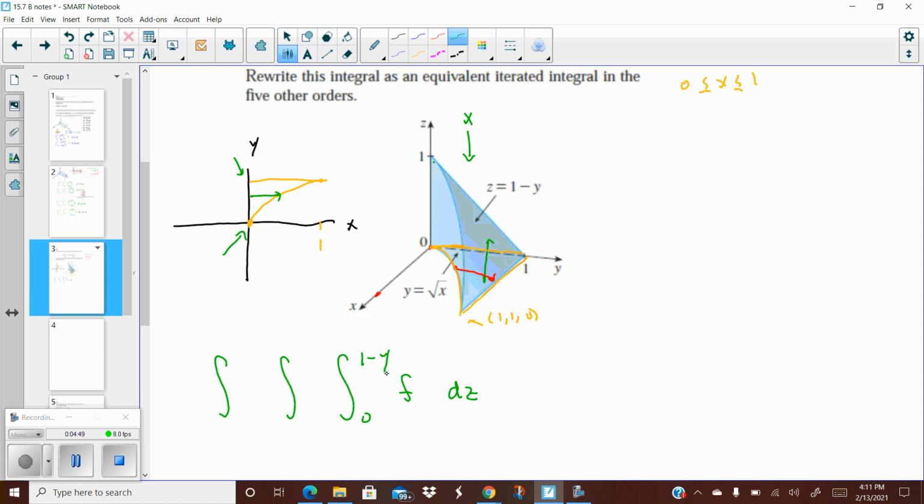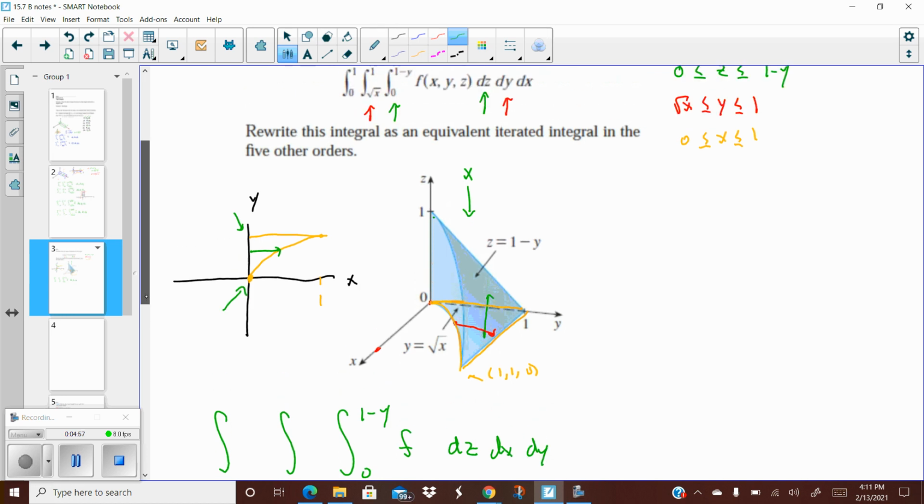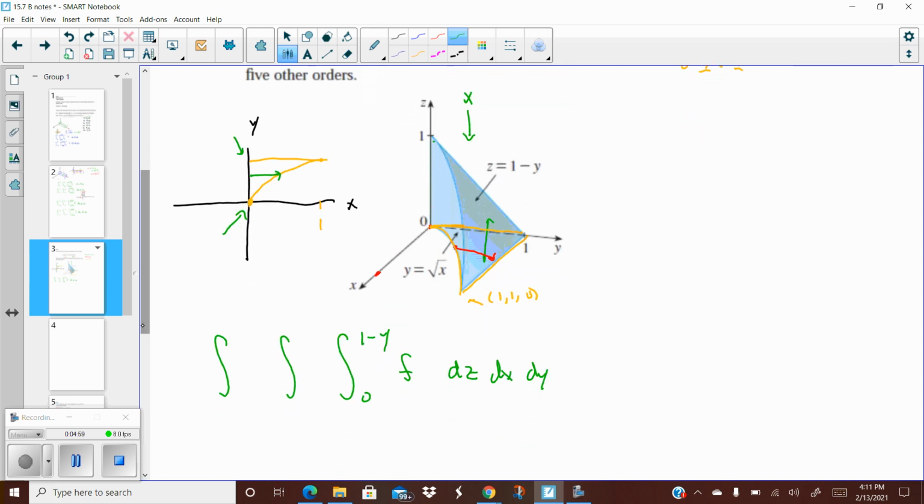That's what z varies from. That's not going to change. But now we're going type 2, which is going to be dx dy, because they gave us dy dx. So we know the y, we can actually fill that part in first if we want to. We know y is going to go from 0 to 1.